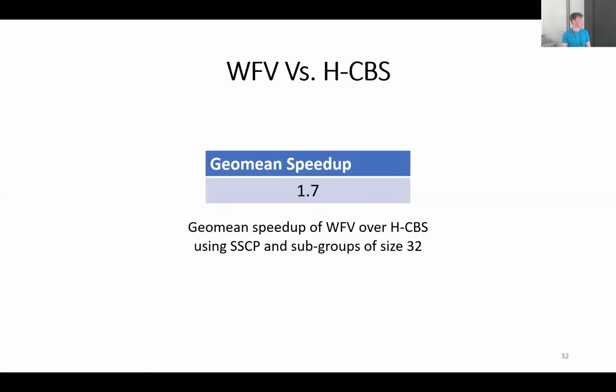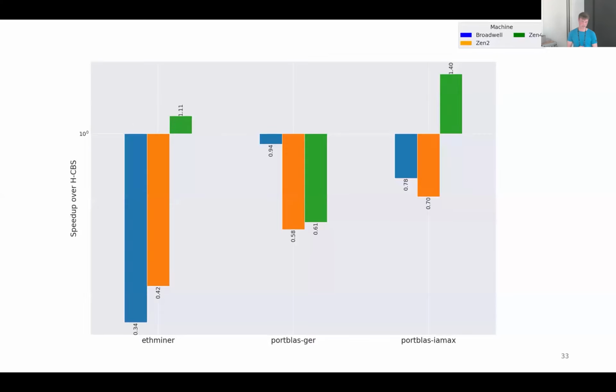Okay, then we compared whole function vectorization directly against hierarchical CBS, and whole function vectorization outperforms hierarchical CBS with a geomean speedup of 1.7. Again, from now on, we only use the subgroup size 32, and again, with AdaptiveCpp's JIT compilation path. But this does not mean that there are no benchmarks where hierarchical CBS performs well.